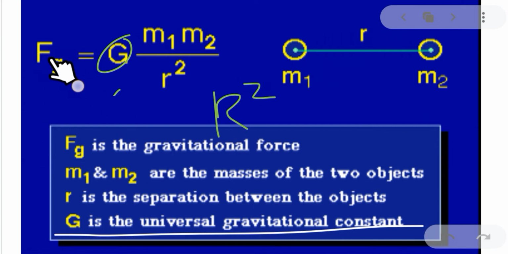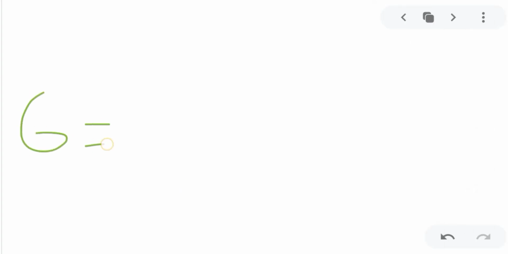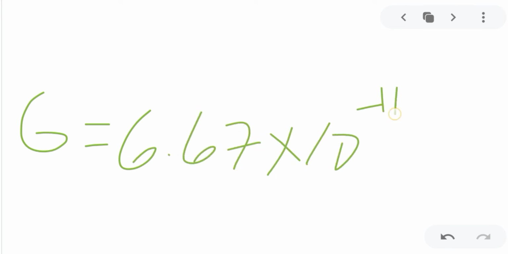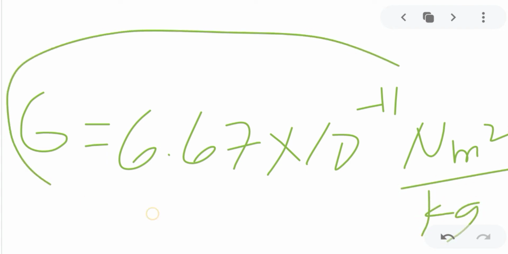Alright? So, this F sub g here is the gravitational force. The m1 and m2 are the masses of the two objects. The r is the separation between the objects, or the distance from the center, and the capital G is the gravitational constant. The value of the gravitational constant, capital G, is 6.67 times 10 raised to negative 11 Newton meters squared over kilogram squared. So this is the value for that.